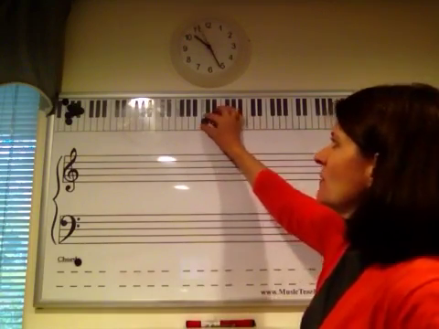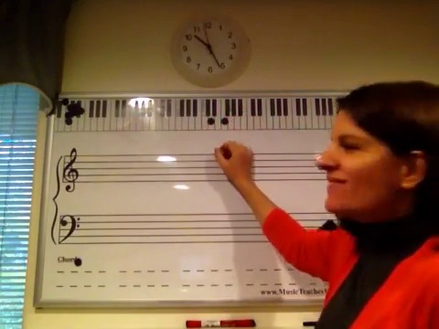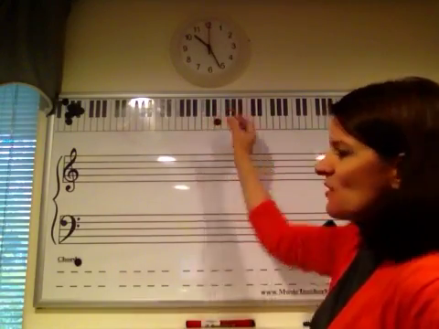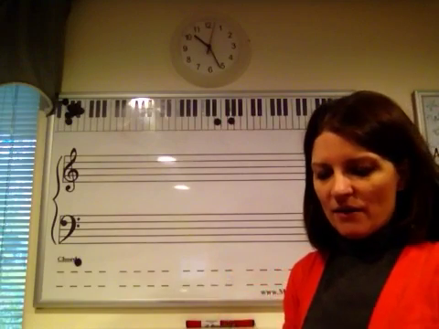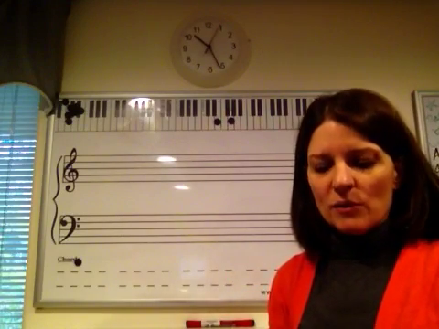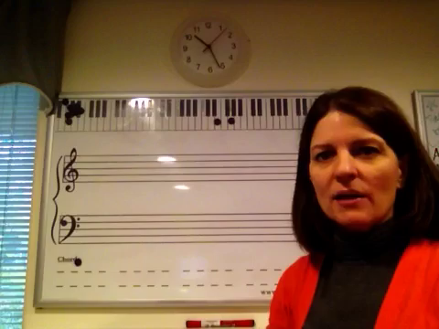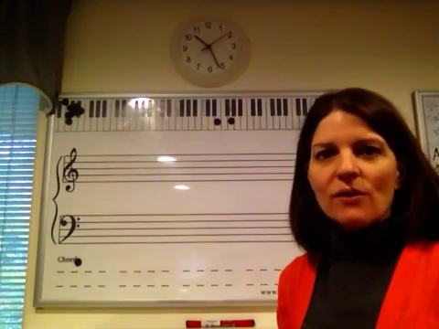We skip D. D to F is a third. E to G is a third. Anytime we use the musical alphabet and we start on one letter and we skip a letter and we go to the next letter, that's a third.